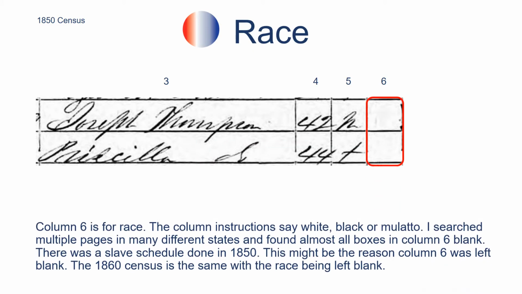Race. Column 6 is for race. The column instructions say white, black, or mulatto. I searched multiple pages in many different states and found almost all boxes in column 6 blank. There was a slave schedule done in 1850. This might be the reason column 6 was left blank. The 1860 census is the same, with the race being left blank.